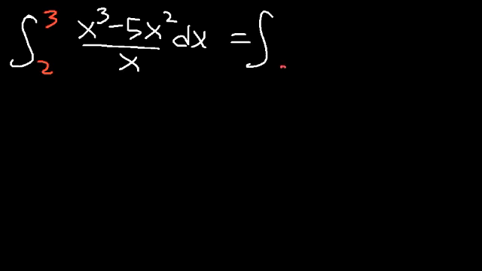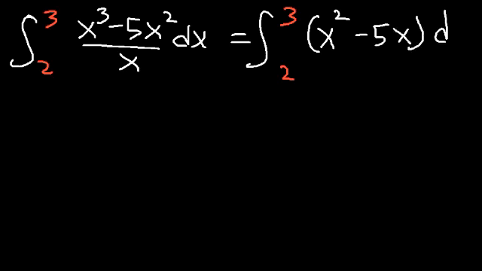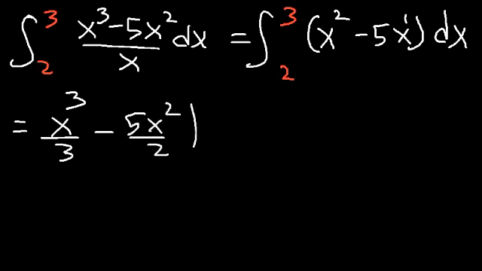So what we could do is divide x cubed by x, which is x squared, and divide negative 5x squared by x, which is negative 5x. The antiderivative of x squared is x to the third divided by 3. And for 5x, it's going to be 5x squared divided by 2. So now we could plug in the numbers.